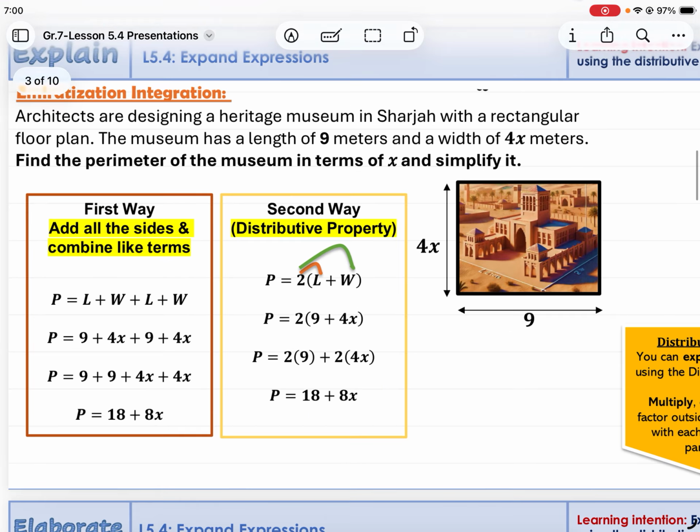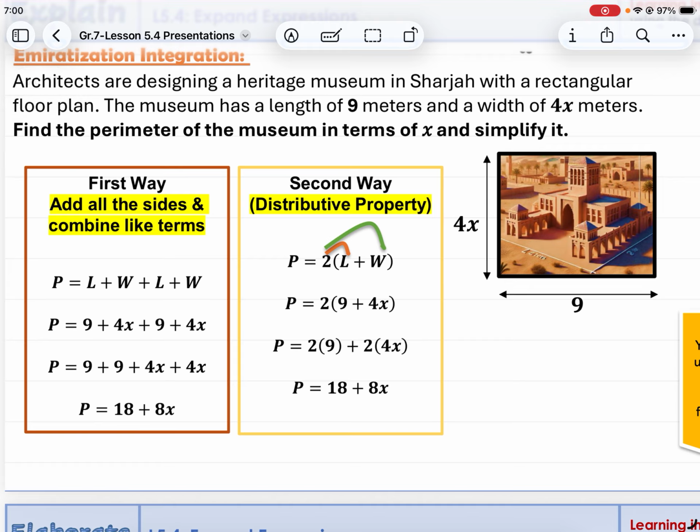This is how you guys find the parameter. It's explained in detail in the PPT. This is the first way: you just add all the sides. The second way, we used here the distributive property. Actually, I distributed before I used the distributive property.